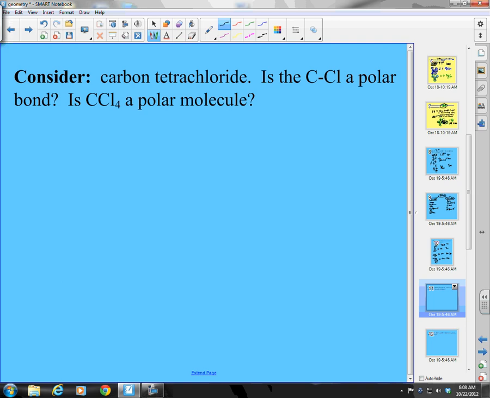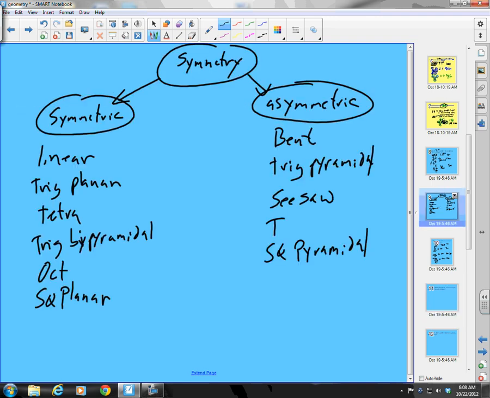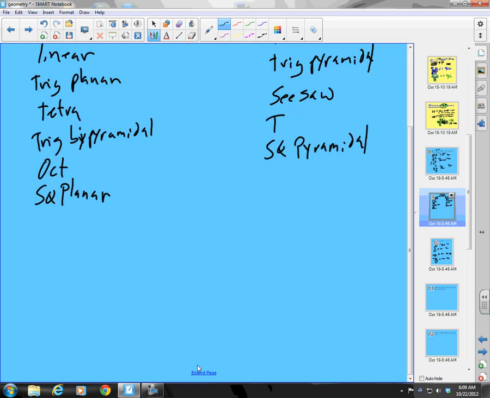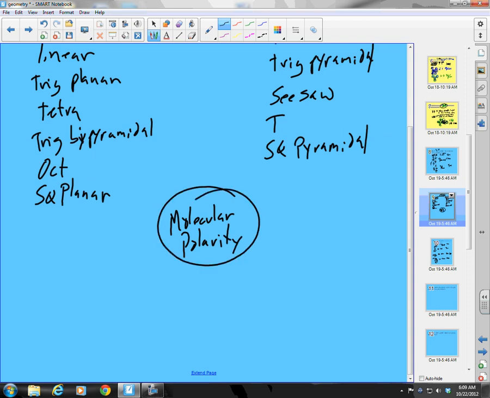Consider carbon tetrachloride. Is the CCl a polar bond? Is the carbon tetrachloride a polar bond? Do you remember anything about polar bonds? Oh, yeah, I do remember some stuff about polar bonds. All right, now here's what we get. Out of our symmetry, we get this discussion of molecular polarity. And we don't want to confuse this with bond polarity. Do not confuse. Well, what is bond polarity?